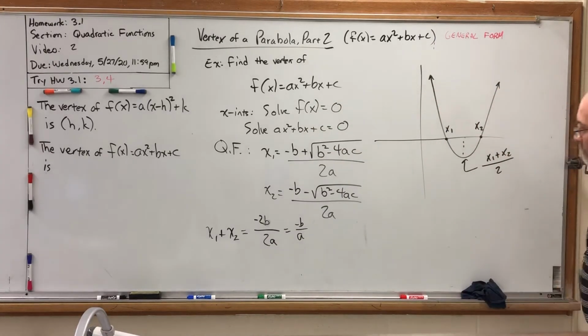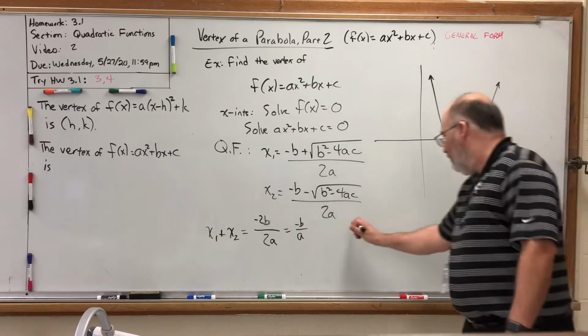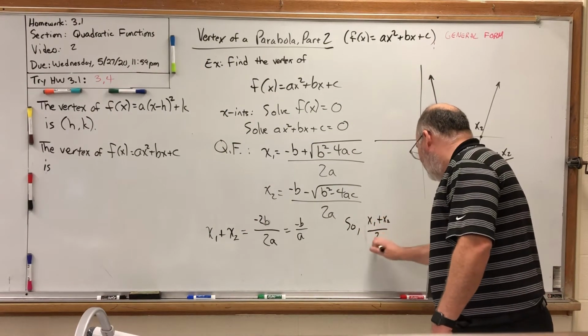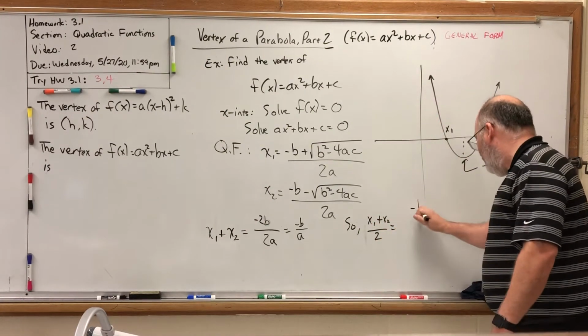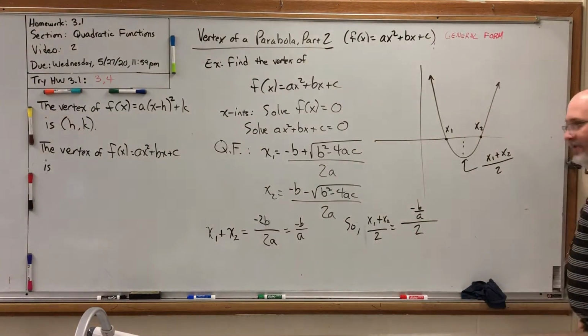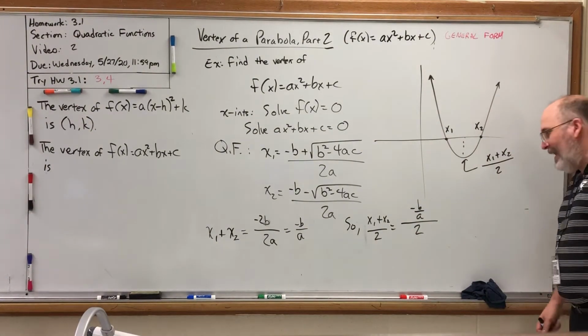Now that's not part of our formula yet because we're still averaging our x-intercepts, and we have to take that and divide it by 2. So x1 plus x2 divided by 2 is that answer. Negative b over a all over 2. Well, that looks messy, but there's a way out of that.